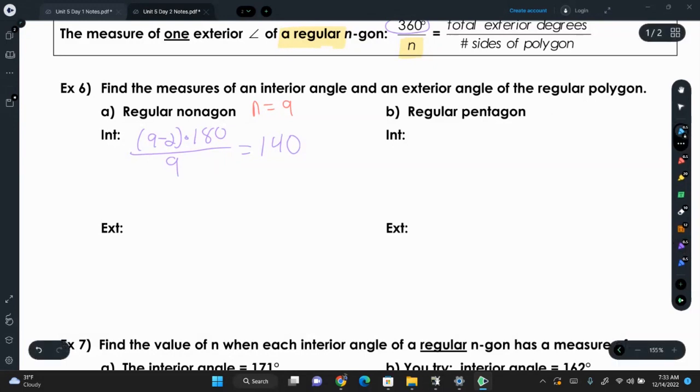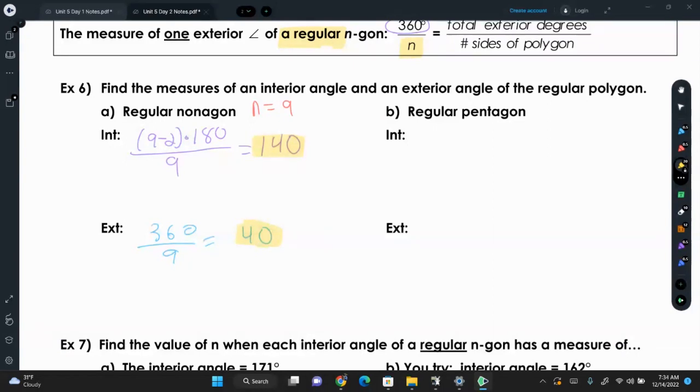Now, for exterior angles, it's always 360 divided by the number of sides, and we get 40. Now, what I want you to pay attention to is that when we do problems like this, when it's a regular shape, the interior angle and exterior angle should add up to 180 degrees. Well, 140 plus 40 is 180 degrees.